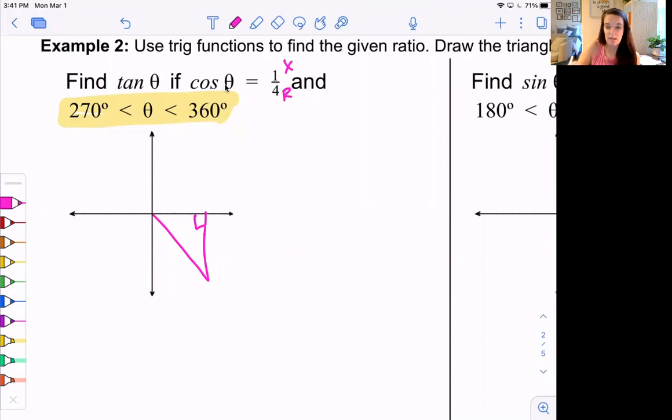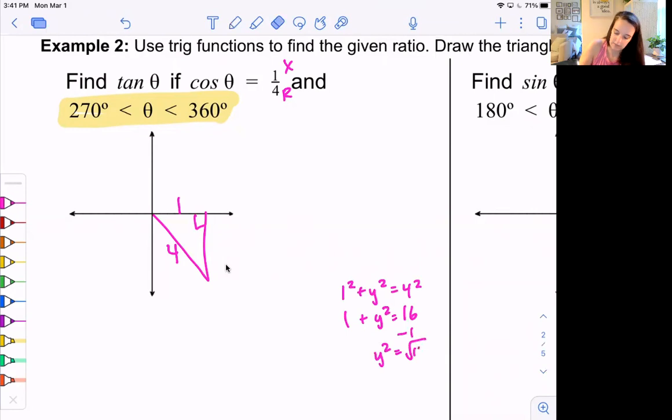So same steps, right? Here's that first step. I'm going to label x as 1 and radius as 4, right? And for tangent, I'm going to need y. So I'm going to use Pythagorean theorem, same next step. Pythagorean theorem would be 1 squared plus y squared equals 4 squared. So 16 equals 1 plus y squared. Move that 1 over here. Y squared is 15, which would mean y is square root of 15, right? So I have square root of 15 here.